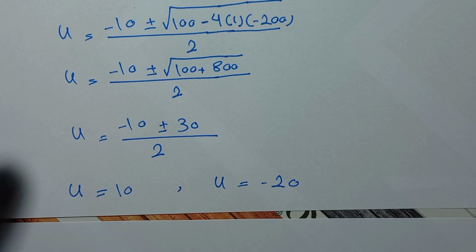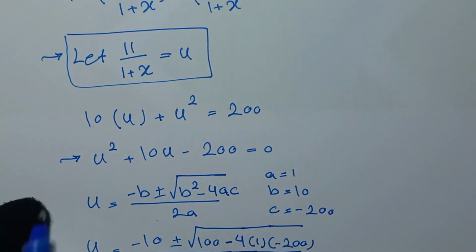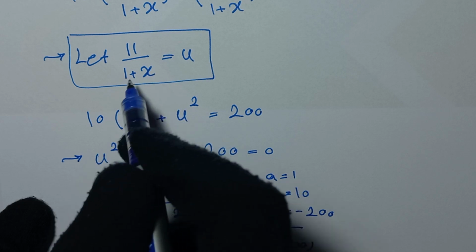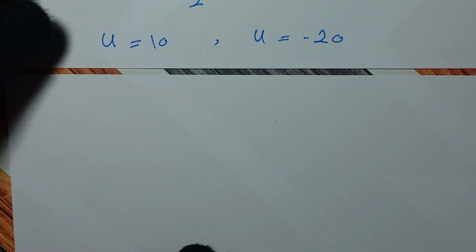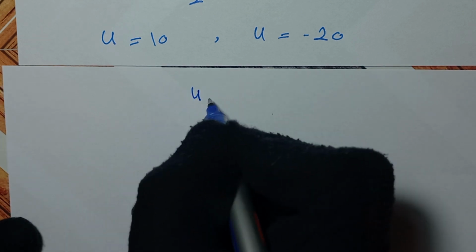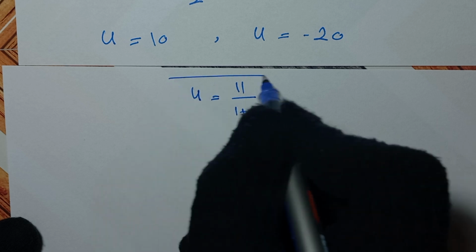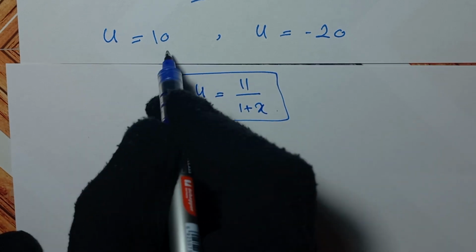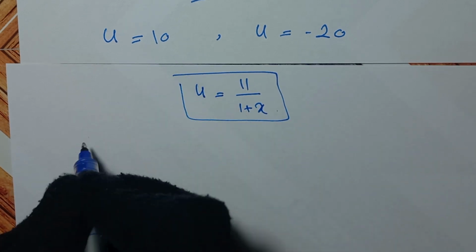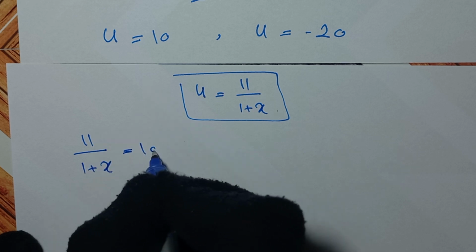In the next step, we recall u is equal to 11 over 1 plus x. So we write u is equal to 11 over 1 plus x. Here, u is 10, so 11 over 1 plus x is equal to 10.